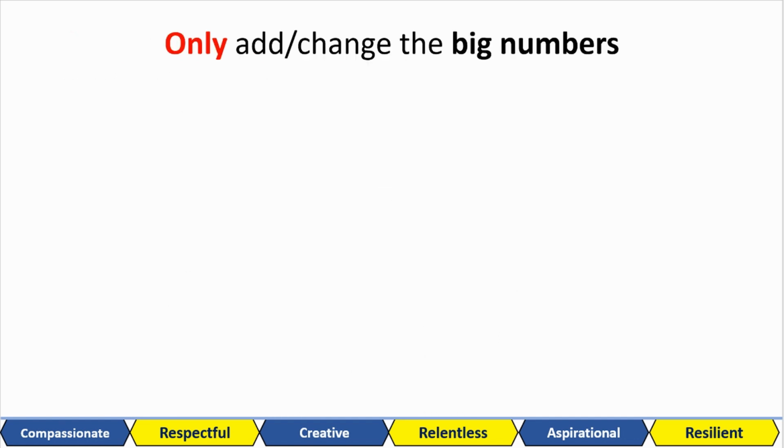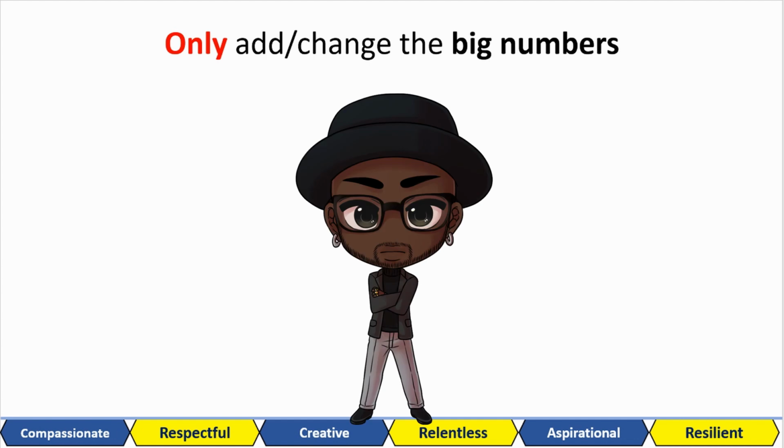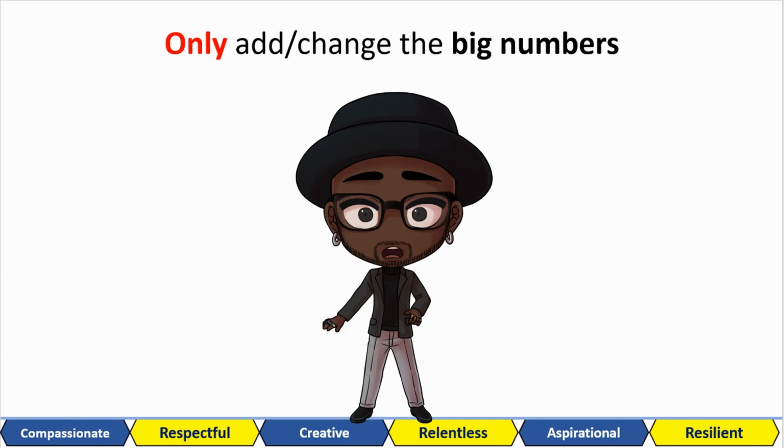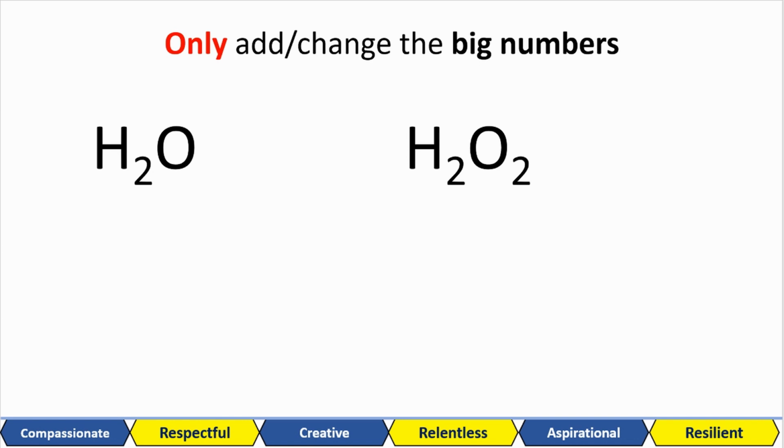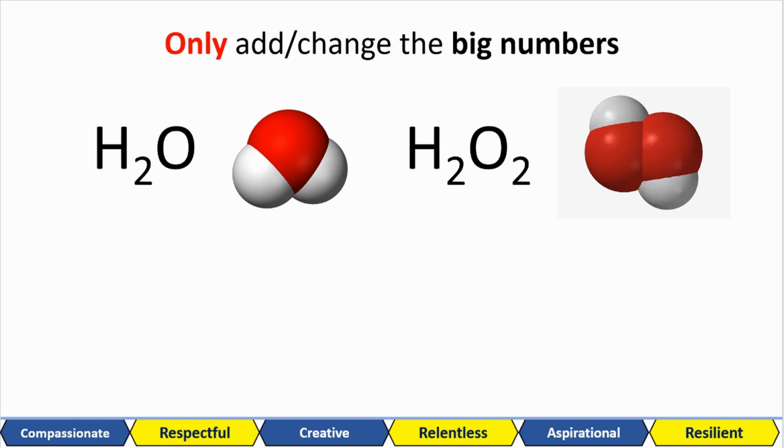The golden rule of balancing equations is that it's only the big numbers in front that are allowed to change, okay? You can only add or change the big numbers at the front. Do not touch the small subscript. Changing the small numbers changes the whole molecule, which then changes its structure. We saw that water is H2O and it looked like this. Adding another oxygen makes it hydrogen peroxide, which looks slightly different.